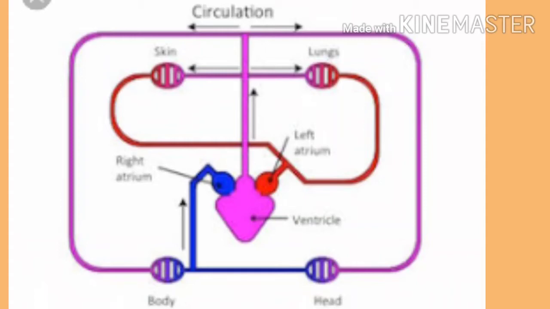However, both oxygenated and deoxygenated blood get mixed up in the single ventricle. The heart thus pumps out mixed blood. This is known as incomplete double circulation.